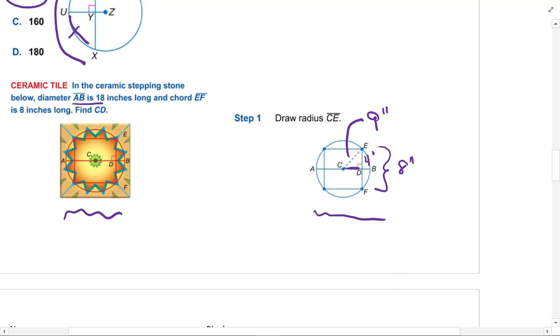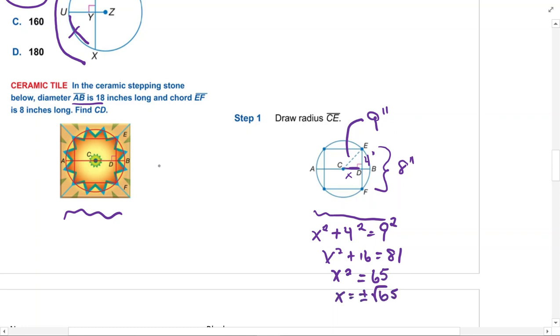This is set up for the Pythagorean theorem. So if I let CD be x, we have x squared plus 4 squared equals 9 squared. So x squared plus 16 equals 81. x squared equals 65. So x equals plus or minus root 65. So CD is root 65, or approximately 8.06 inches.